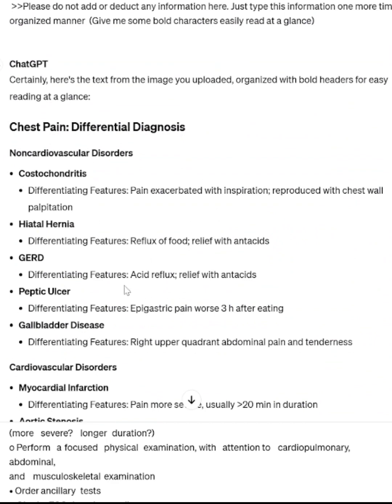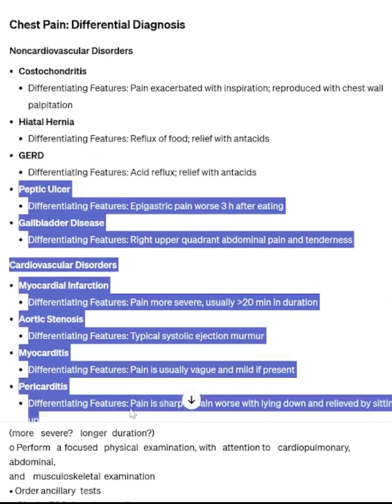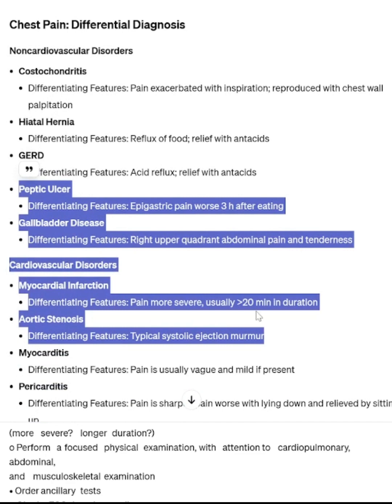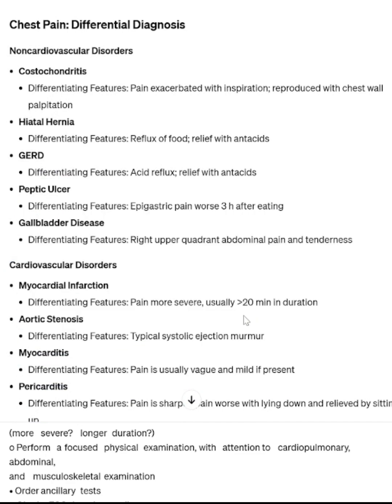Hiatal hernia, differentiating features: reflux of food, relief with antacids. GERD, differentiating features: acid reflux, relief with antacids. Peptic ulcer, differentiating features: epigastric pain worse 3 hours after eating. Gallbladder disease, differentiating features: right upper quadrant abdominal pain and tenderness.